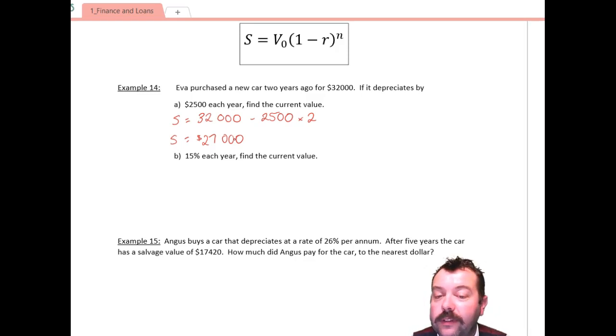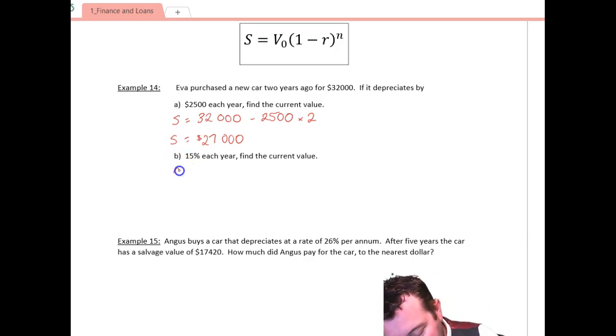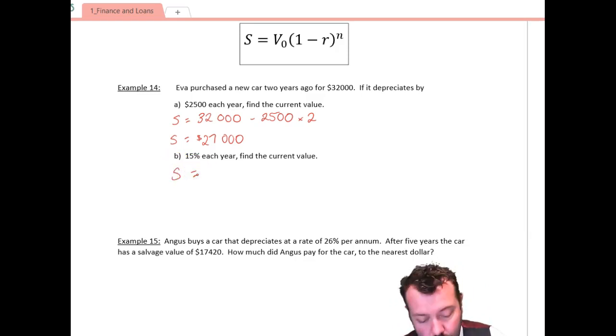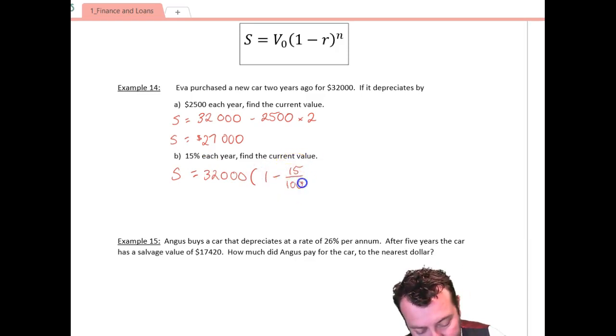But what if the value decreases by 15% each year? It's going down by a percentage each year. We're talking about declining balance depreciation, and we're going to use this new formula. So our salvage value now is equal to our initial value, 32,000, this time outside of 1 minus our rate, 15 over 100, to the power of N, which is just to the power of 2.